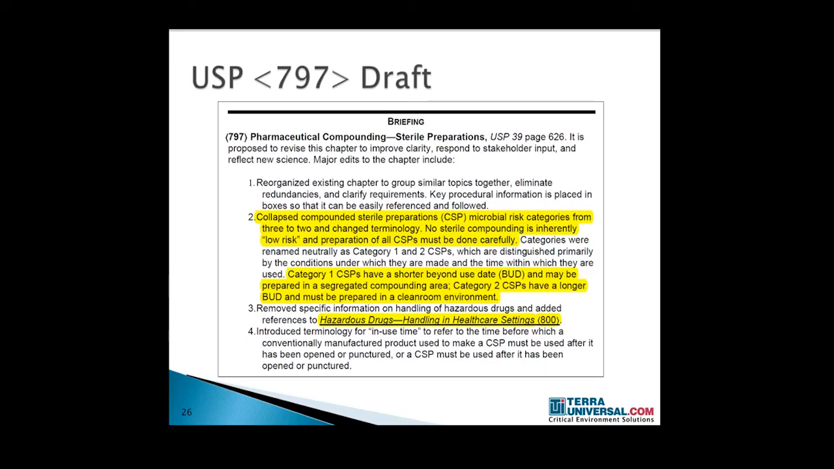The newly classified categories are Category 1 and Category 2, as you can see in front of you. The main difference is that Category 2 must be prepared in a cleanroom environment. Without the ISO classified cleanroom, the beyond use date of all CSPs is going to be restricted to a maximum of 12 hours at room temperature, or 24 hours under refrigeration, and that would be classified as Category 1. You'll also notice down there in point number 3 that they have removed all references in USP 797 to hazardous drugs, and instead now refer exclusively to USP 800.